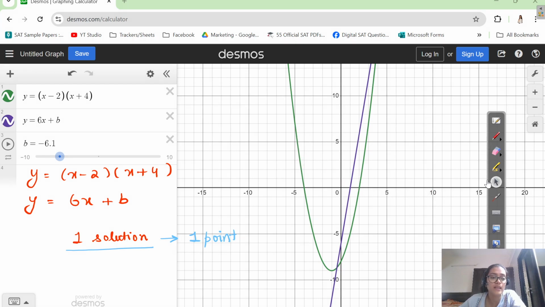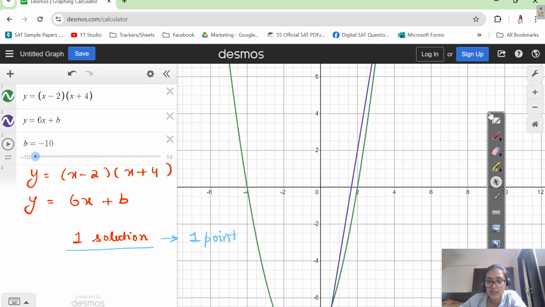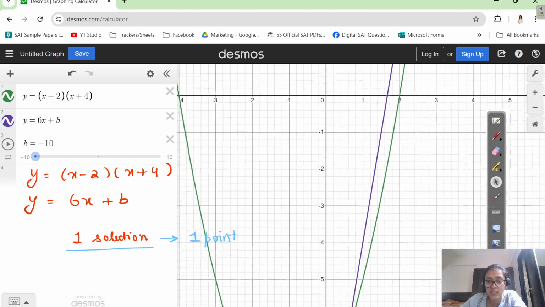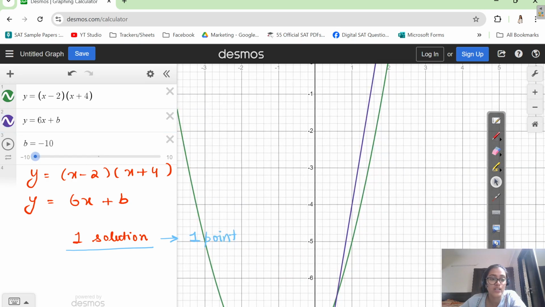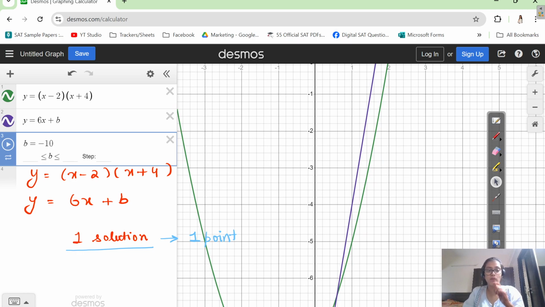Now the problem is that in this slider you can only vary the values of b from -10 to 10. That's the problem. So what you can do is, obviously the line will touch the parabola when you move it slightly right. It should go slightly right. See, right now it is -10. Now you enter the values manually. -11, it's touching. Take -12.